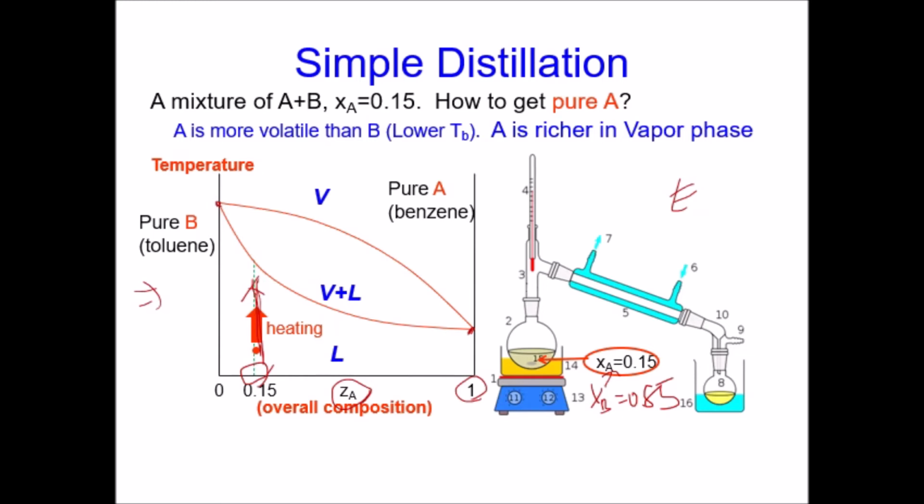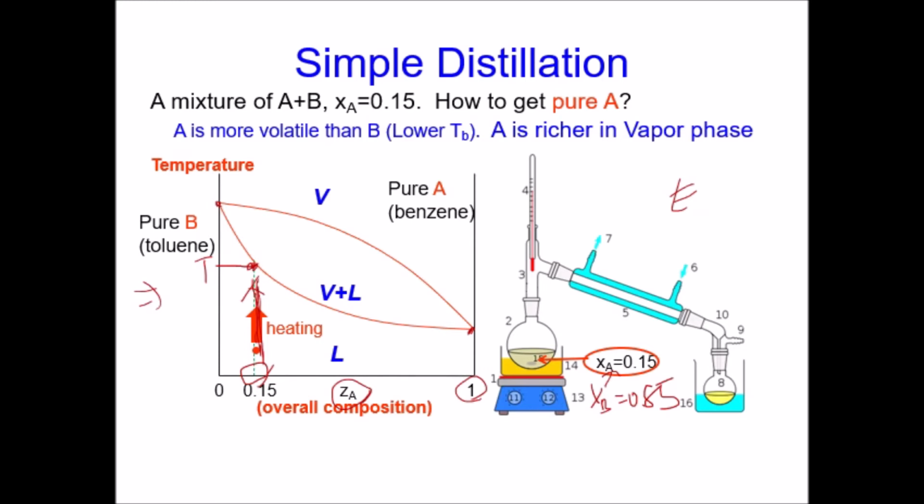Now, upon heating, temperature goes up until it touches the low temperature curve. That's the liquid composition curve. That's when the liquid starts to boil, and the temperature here is the boiling point for this solution with the mole fraction 0.15. So where is the vapor phase?